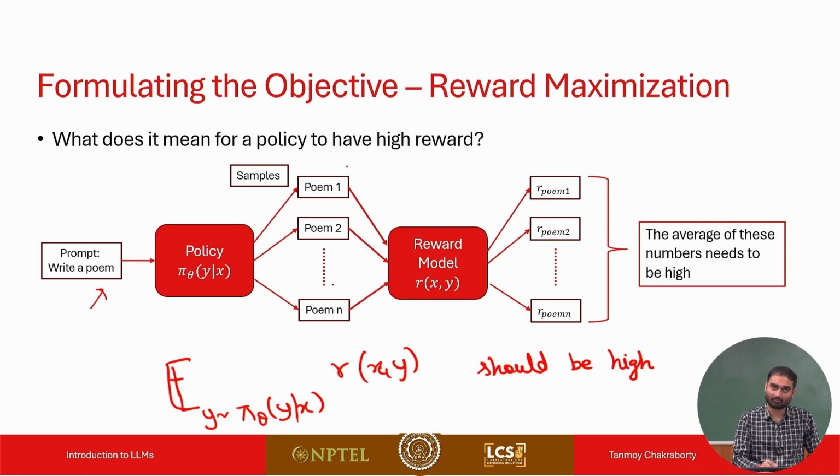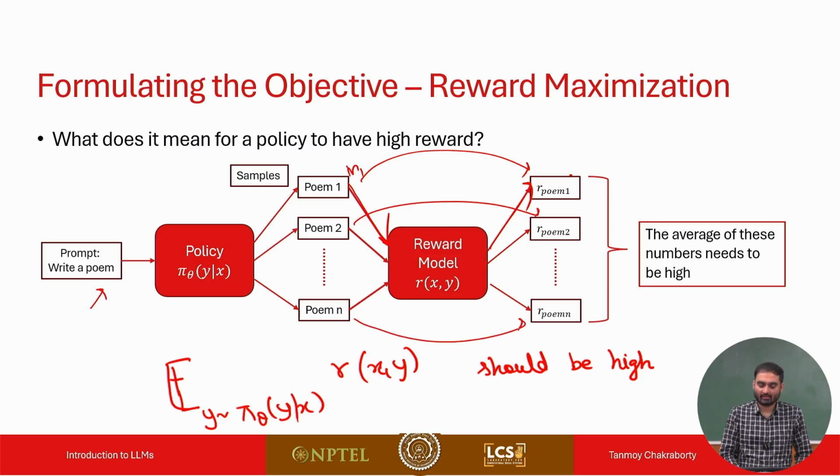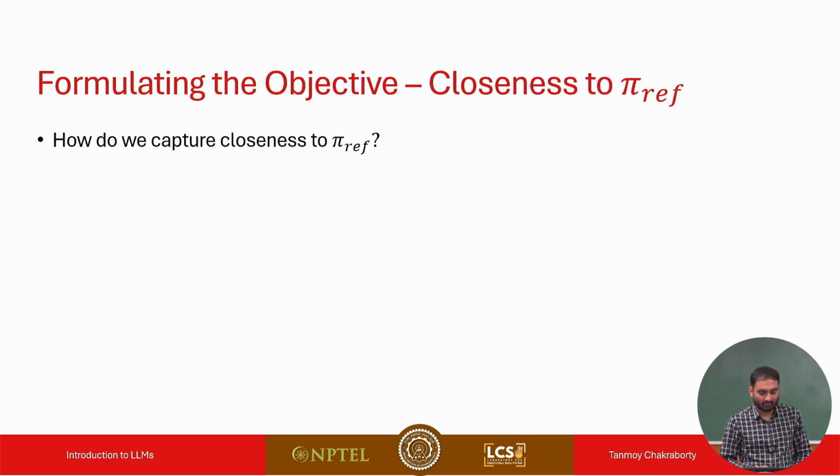The policy model will generate outputs. Now these are y1, y2, y3, and so on, right? Every output is fed to the reward model. The reward model will produce a score. For this poem, this is the reward score. For this poem, this is the reward score. For this poem, this is the reward score, right? And what is the expected reward score? The expected reward score is just the average of all the rewards. So in mathematics, we write it this way: the expectation, over the output generated from the policy, of the reward, and this should be high.